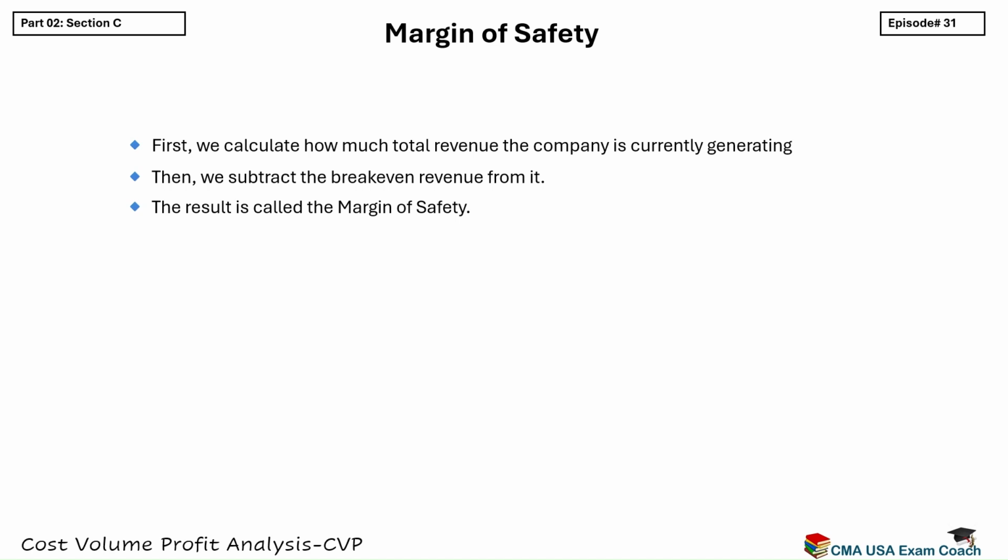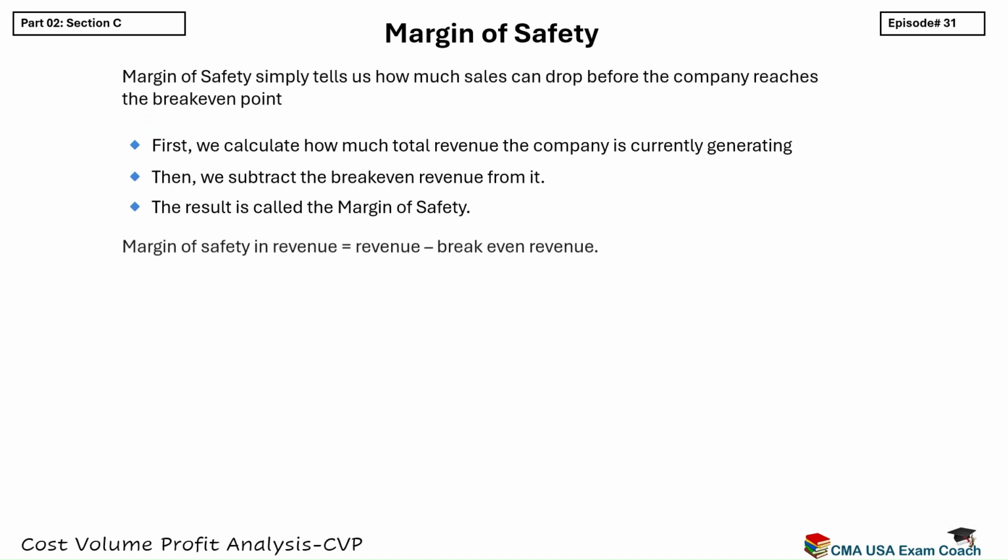We can write it as a formula. Margin of safety in revenue equals revenue minus break-even revenue. This tells us how much room the company has before it starts operating at a loss. The break-even point itself is like a danger line. Up to that point, the company is not making profit, but not making loss either. It's in a no profit, no loss situation.